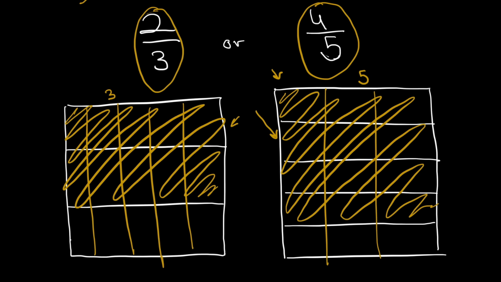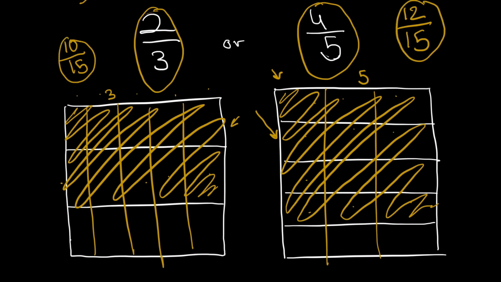For the first square, it's 1, 2, 3, 4, 5, 6, 7, 8, 9, 10. 10 out of 15 squares. And let's do it for the second square. 1, 2, 3, 4, 5, 6, 7, 8, 9, 10, 11, 12. 12 out of 15 pieces. So what do you think is greater? 10 over 15 or 12 over 15? It's very obviously 12 over 15. So 4 over 5 is greater.